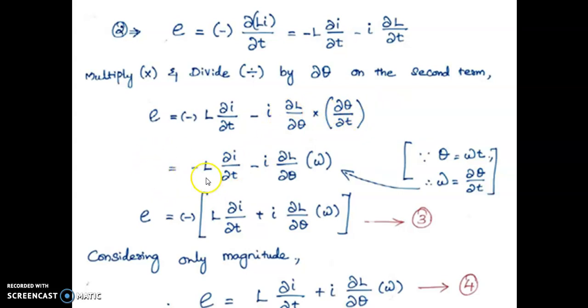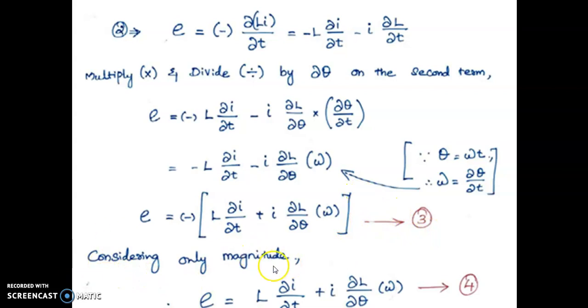So which is equal to minus L into dou I by dou t minus I into dou L by dou theta is written as it is, and dou theta by dou t is nothing but omega, because we know that theta is equal to omega into t. So omega is nothing but dou theta by dou t. So E is nothing but minus of the whole bracket L into dou I by dou t plus I into dou L by dou theta into omega, close the bracket. Now this is assumed as equation number 3.